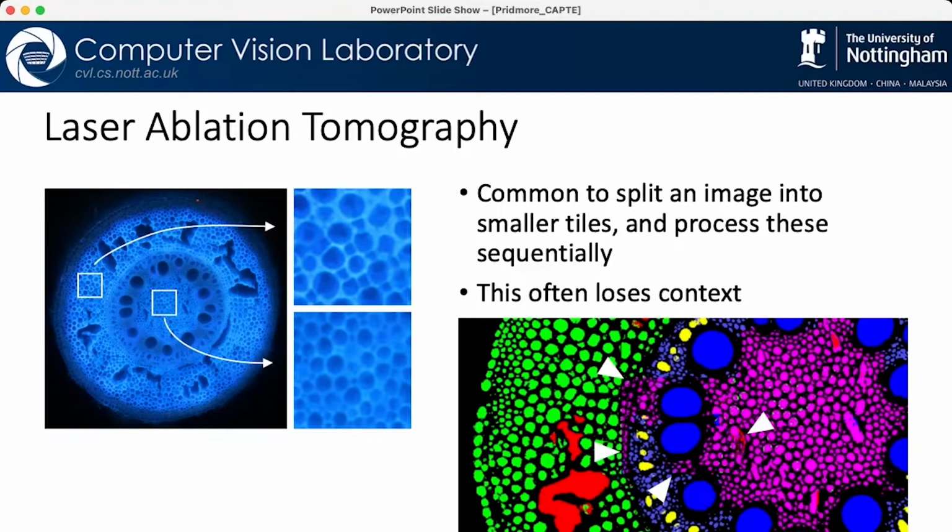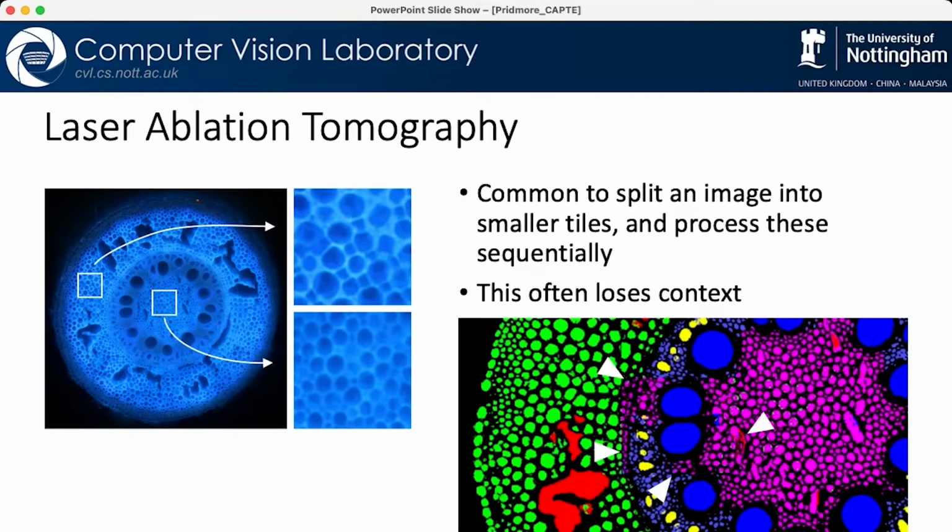So context is a problem that comes up quite a lot in the images we work with. We tend to have very large images of complicated objects and have this problem that you can't put the whole image into a neural network at the same time because there simply isn't room in the machine to do it. Okay? So this is another example of this. This is a laser ablation tomography image. The sample, in this case a root, is pushed into a laser which cuts away the end of the root.